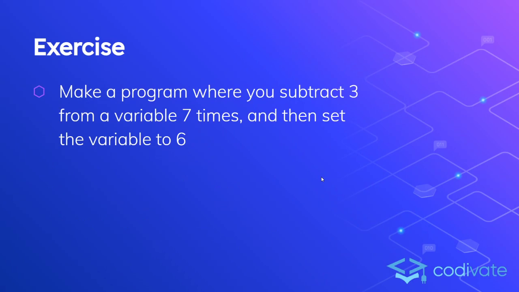Next one. Write a program where you subtract 3 from a variable 7 times, then set the variable to 6. Okay, notice how I didn't tell you what number the variable started at. So this might change depending on what the variable starts at. Maybe it starts at 20 and it goes down. Maybe it starts at -2 and it goes further down. We don't know. But at the end, you're setting it to 6. So at the end, it's going to be 6. We know that for sure.